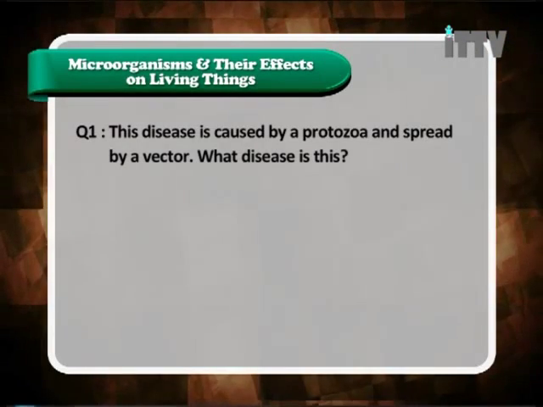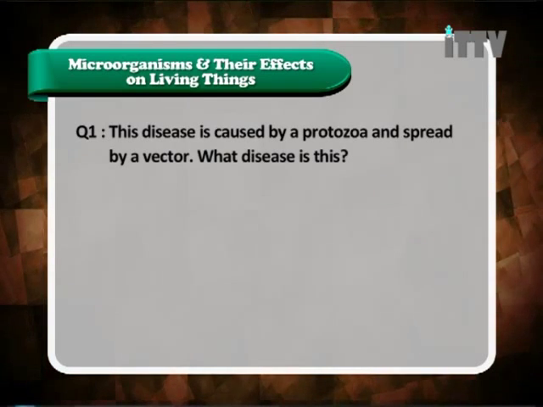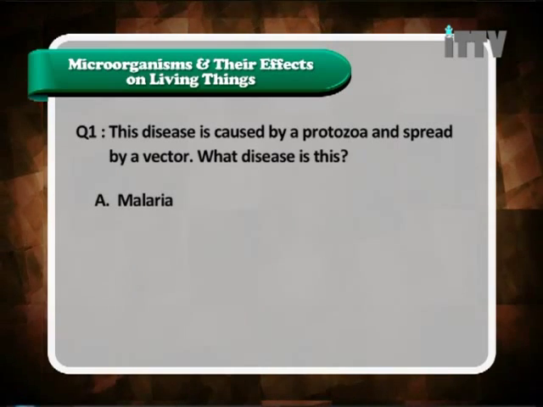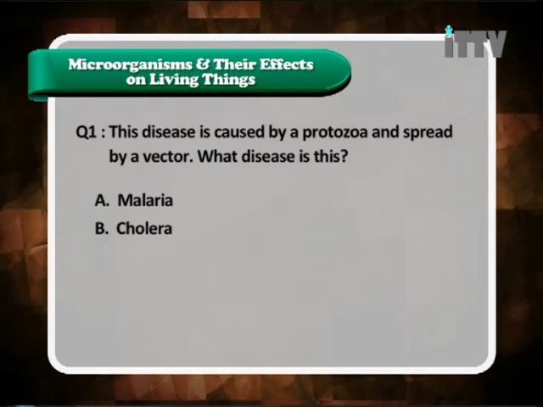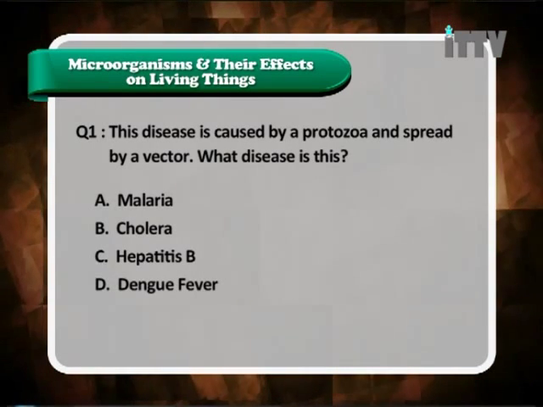Now let's look at questions and see our understanding of this topic. Question 1. This disease is caused by a protozoa and spread by a vector. What disease is this? A. Malaria. B. Cholera. C. Hepatitis B. D. Dengue fever.